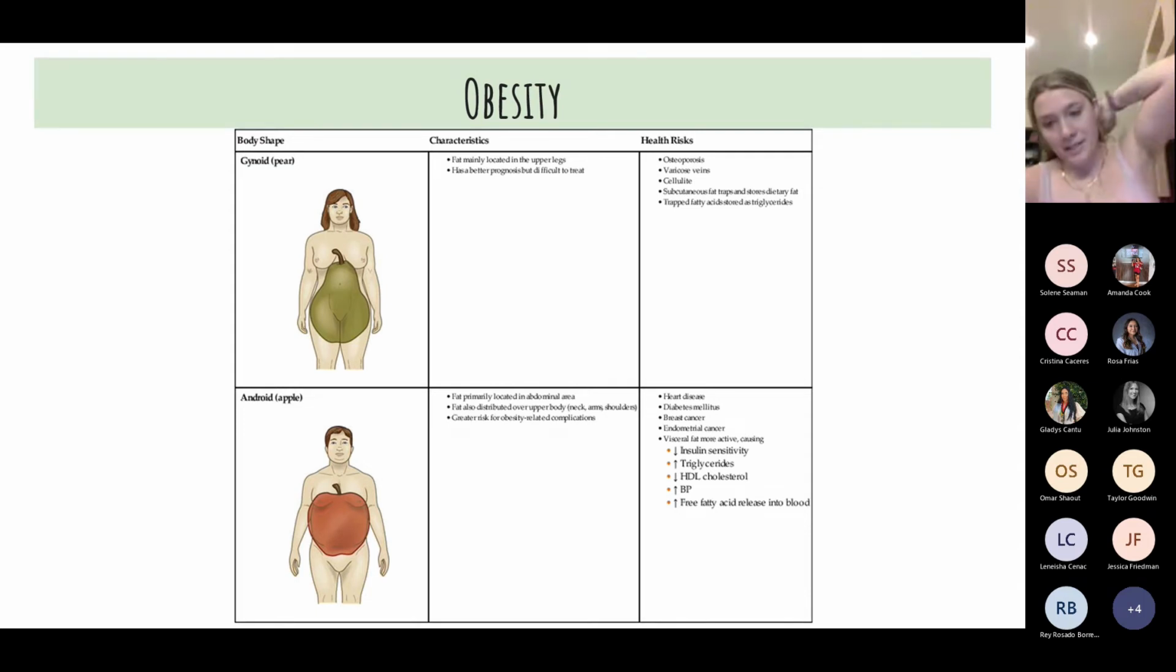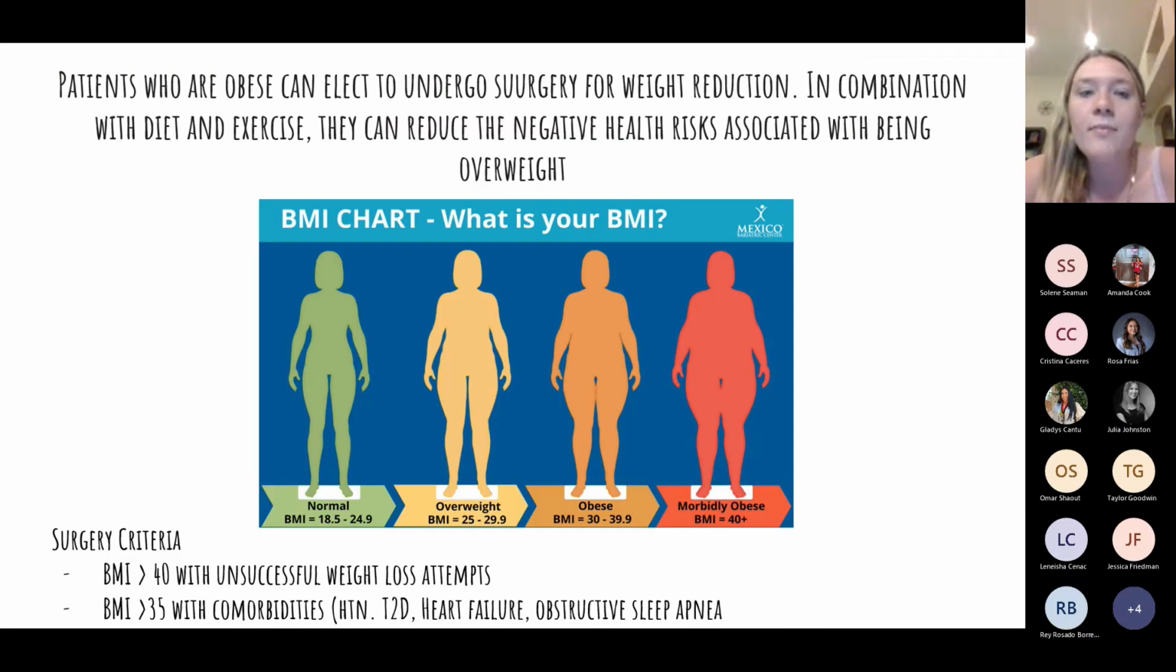So now we're going to talk about obesity, specifically bariatric surgery. I would just review your different types of obesity. You have your gynoid and your android and what that would look like. Patients who are obese can elect to undergo surgery, usually gastric bypass.